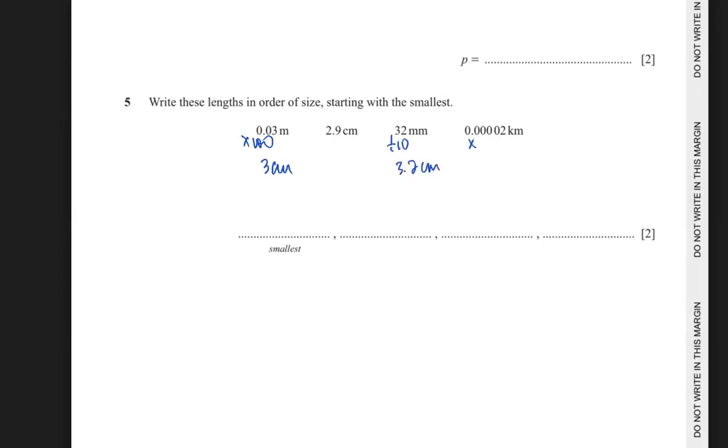Km to cm, we times 100,000. So we move our decimal place 1, 2, 3, 4, 5. This is 20 cm. So the smallest is 2.9 cm. Second is 3 cm. Then write back down the original ones: 0.03 meter, 32 mm, 0.00002 km.